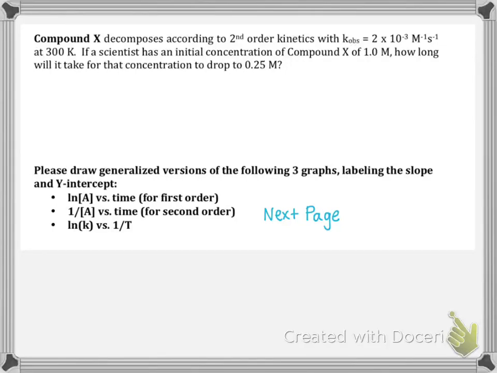Here we have another decomposition problem, except now we have second order kinetics. So we're going to need a different integrated rate law. This is also on the data sheet. It's 1 over A_t is equal to 1 over our initial concentration plus kt. So the problem tells us what our k is. It's 2 times 10 to the minus 3 molarity inverse, second inverse.